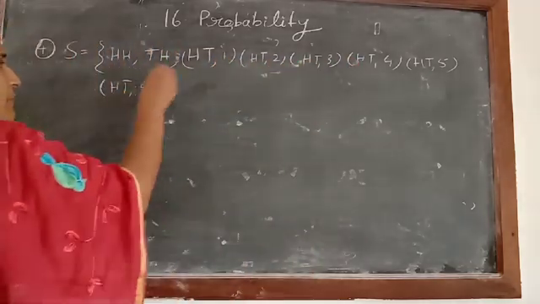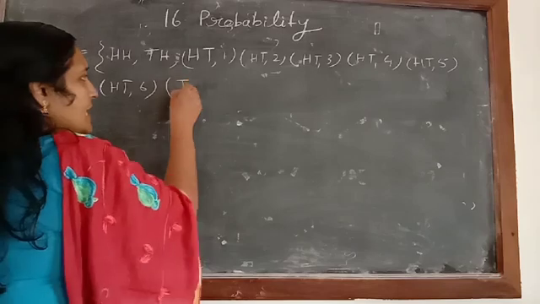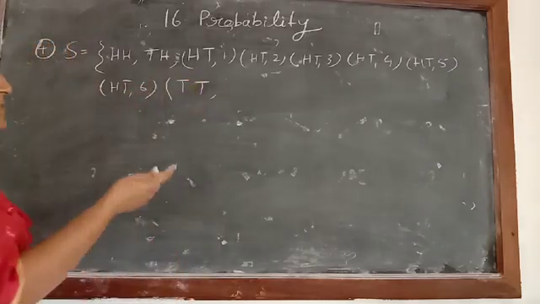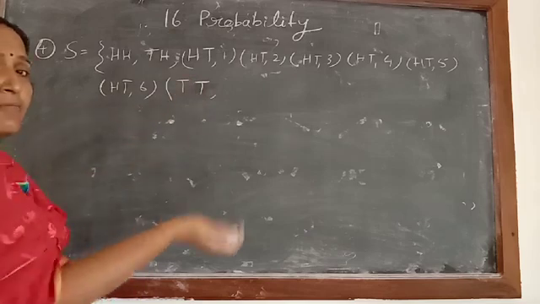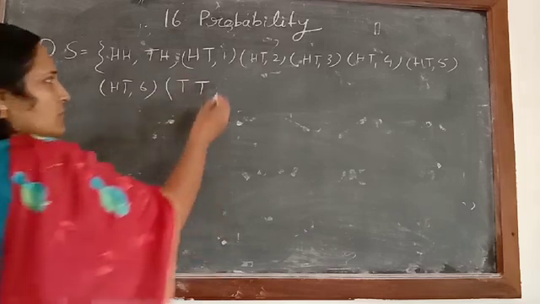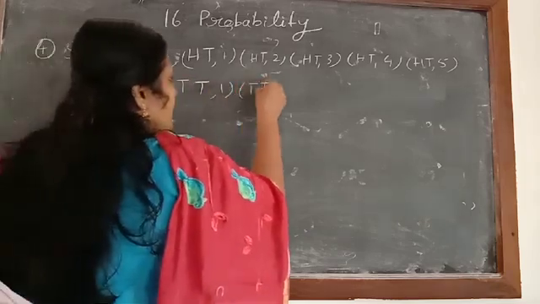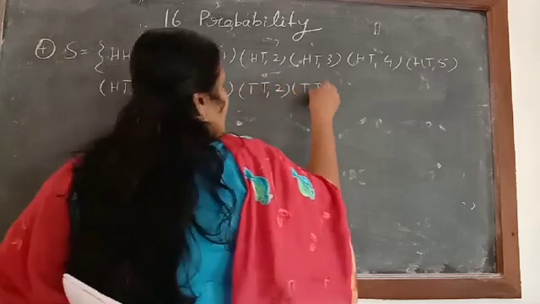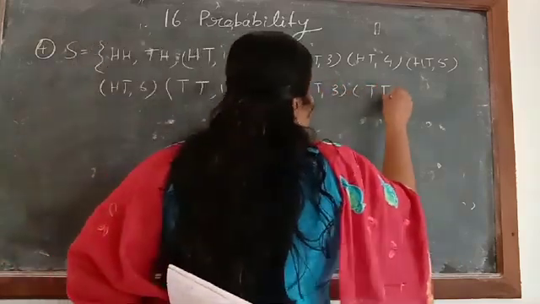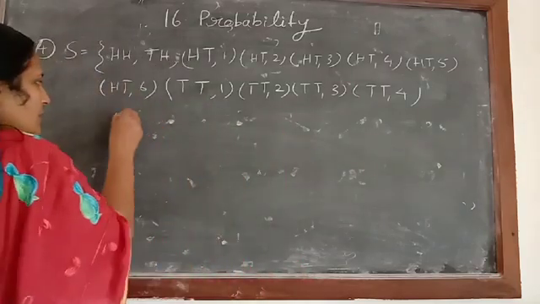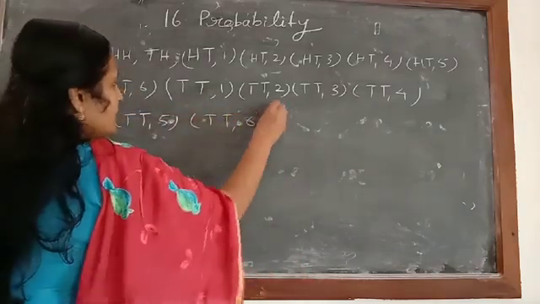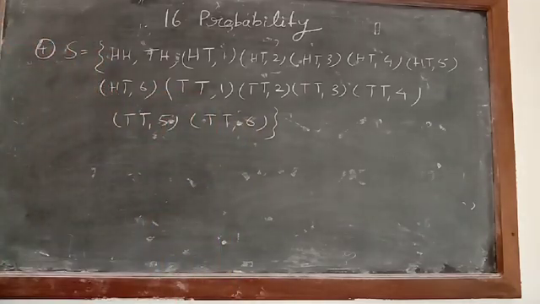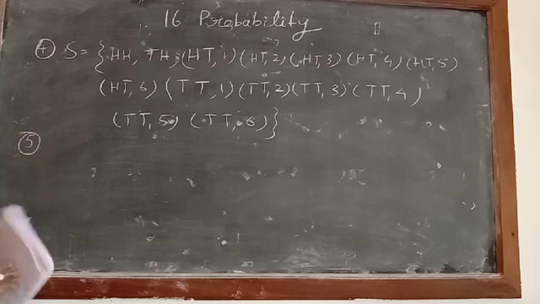In the same way, one more possibility is there, that is tail, tail. In this also, in the second throw, what did we get? We got a tail. Then again we have to throw a die. So it will be TT1, TT2, TT3, TT4, TT5 and TT6. So this is the sample space. Okay. Now next one, question number 5.